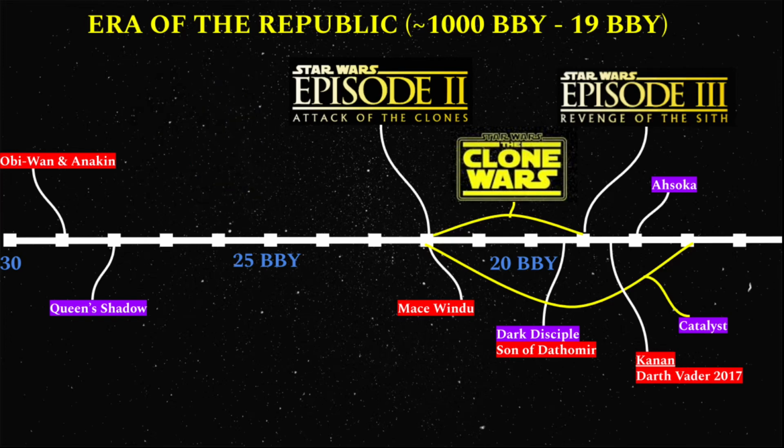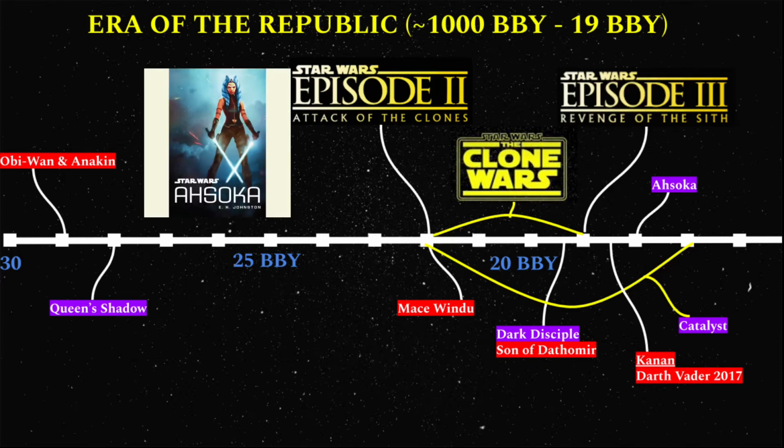And then in 18 BBY, about a year after Order 66, we get Ahsoka's novel written by E.K. Johnston, and we see some of the Siege of Mandalore that we'll see in Season 7 of Clone Wars, and we also see how she gets her white lightsabers that we see her wield in Rebels.